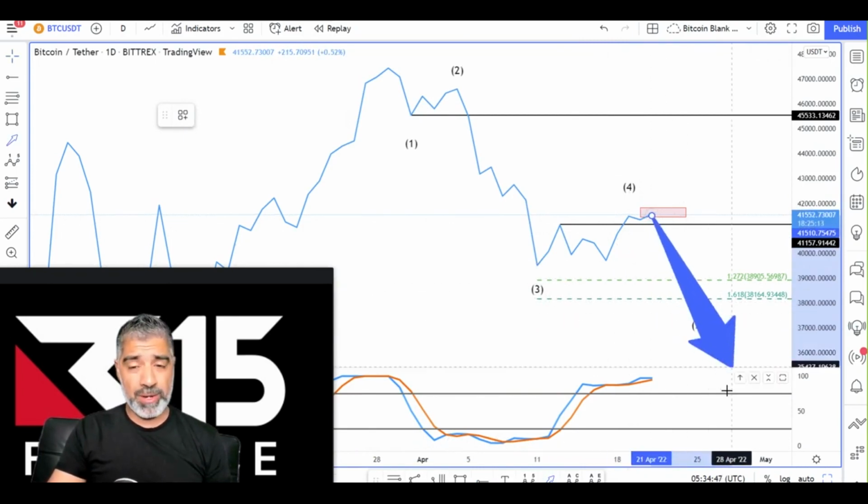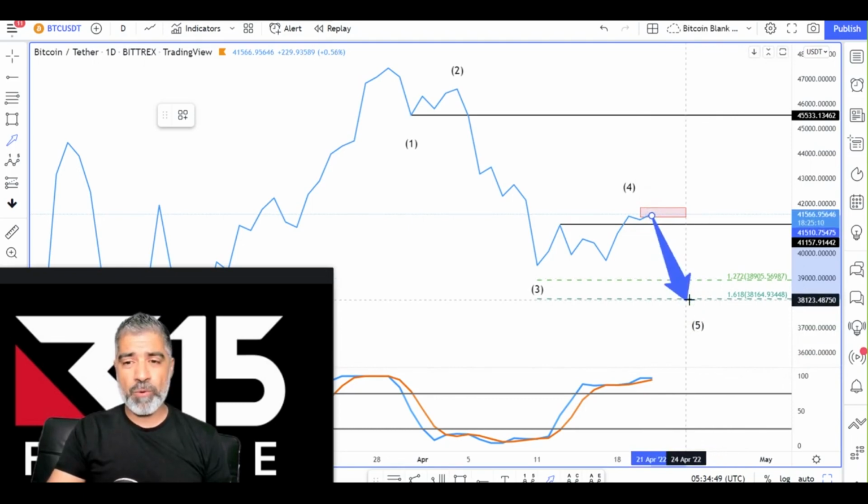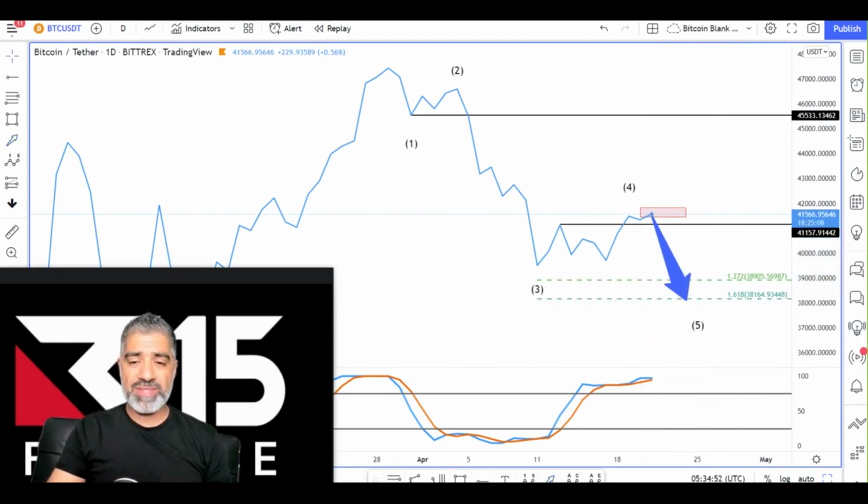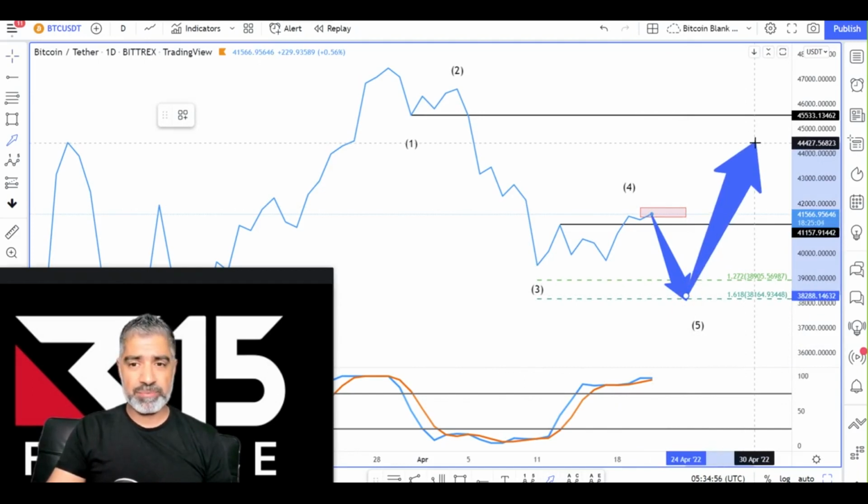Doesn't mean it cannot go beyond. It's just a very typical range. And after a 5-wave sequence, we should anticipate a correction back up to this side.